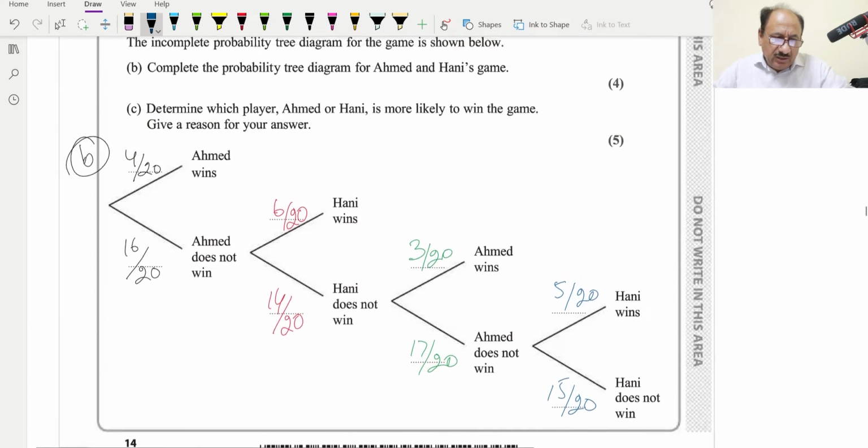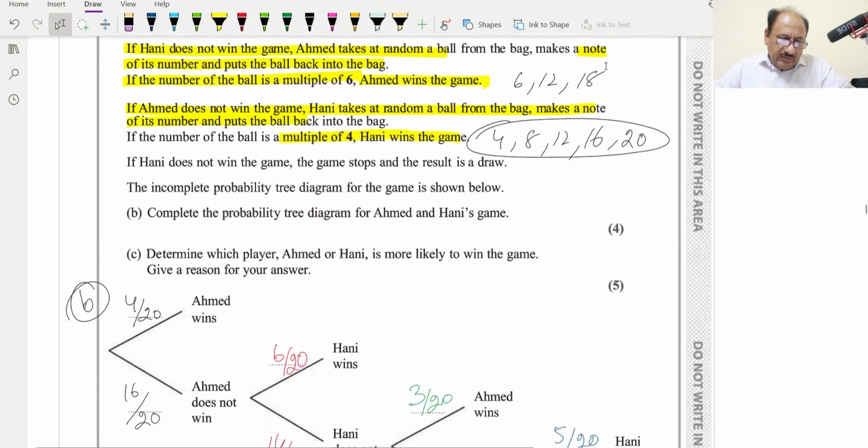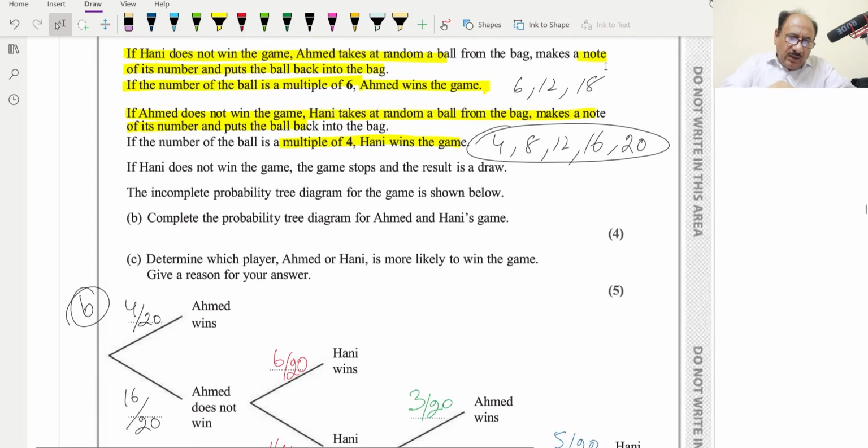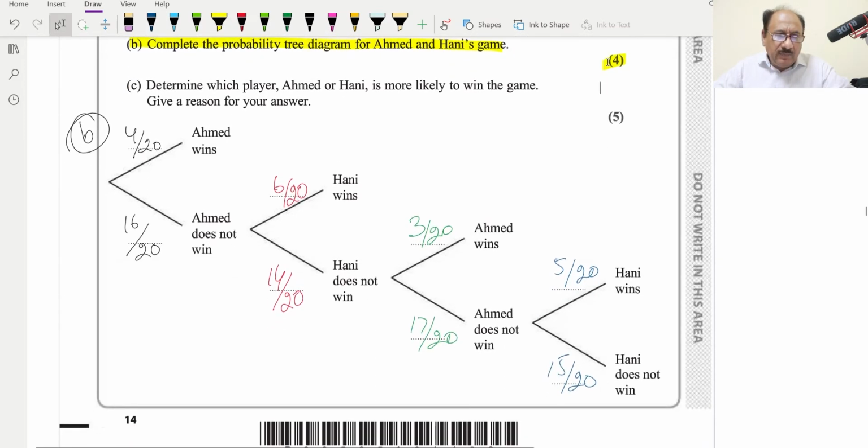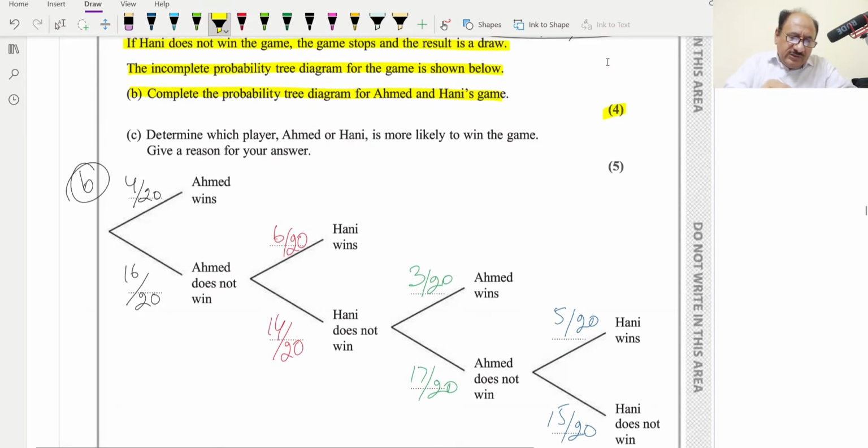So this is the chart which we have completed, and they are saying if Hani does not win the game, it stops and the result is a draw. The incomplete probability tree for the game is shown. Complete the probability tree diagram for Ahmed and Hani's game, 4 marks, which we have already done. This tree diagram we have completed. Now for the C part, they are saying determine which player, Ahmed or Hani, is more likely to win the game. Give a reason for your answer also.